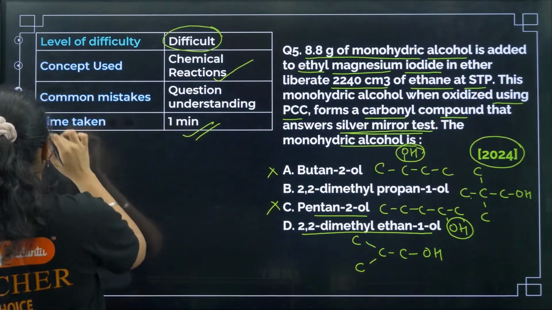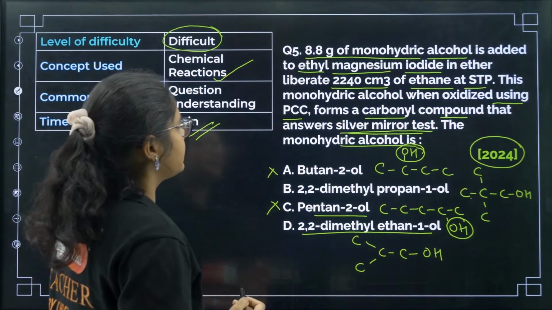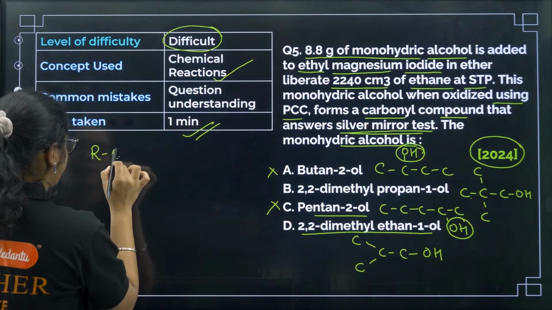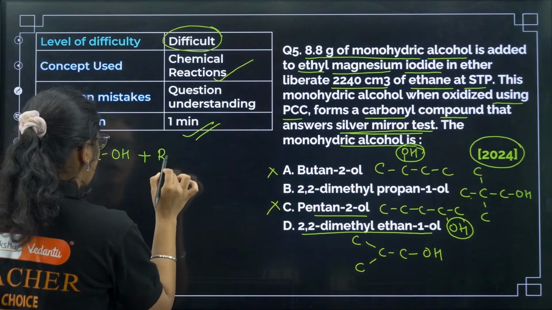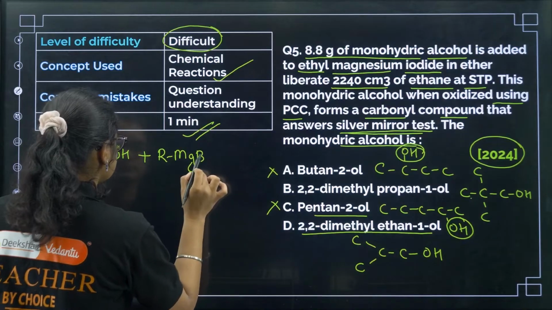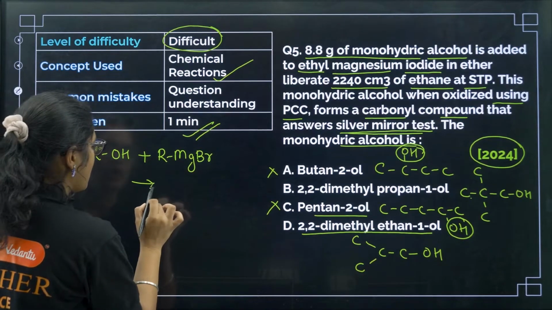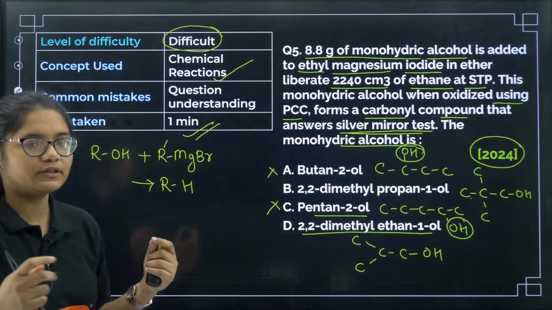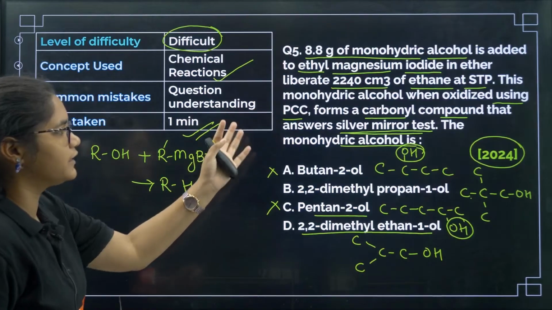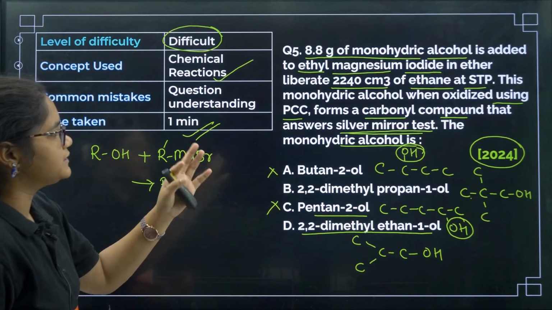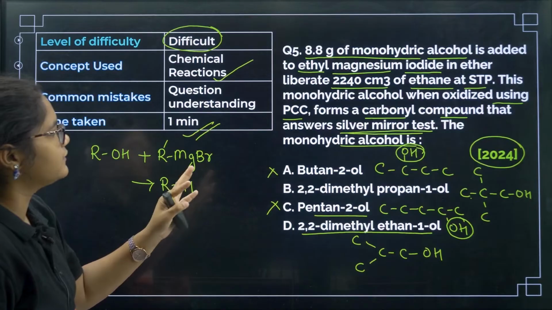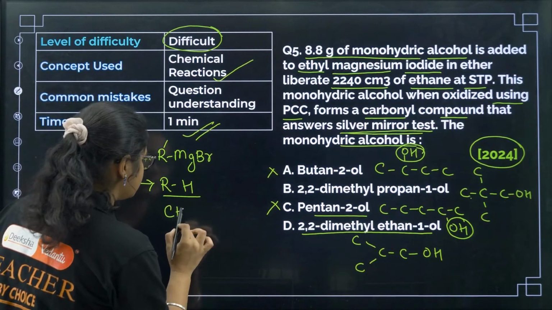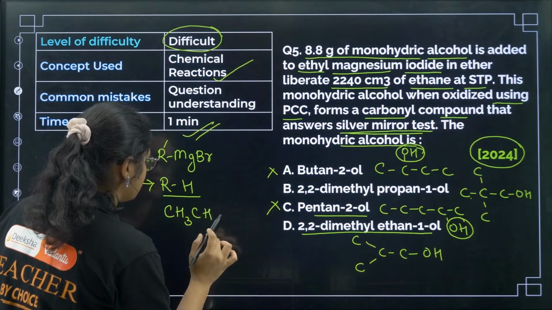Now it is telling that when a monohydric alcohol, so when you treat any ROH with RMgBr, we get RH. This is what you should first know, the reaction of alcohols with Grignard reagent. Methyl magnesium iodide in dry ether gives ethane at STP. So that means this is ethane.